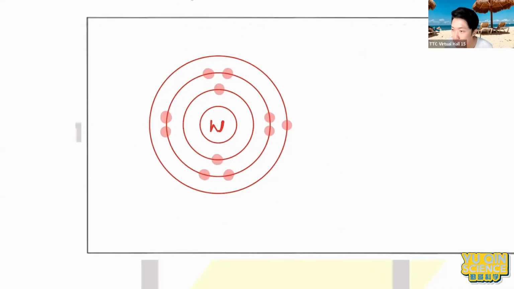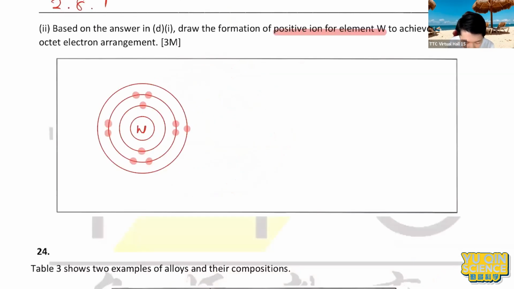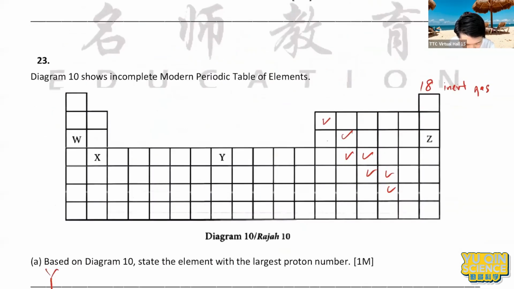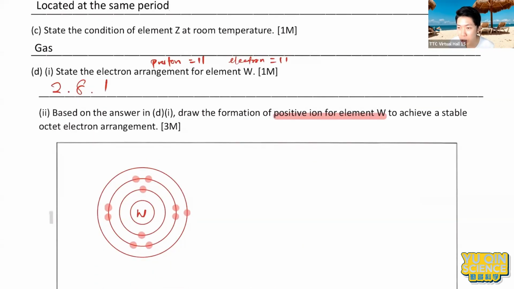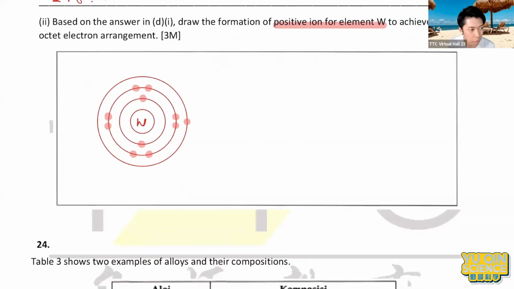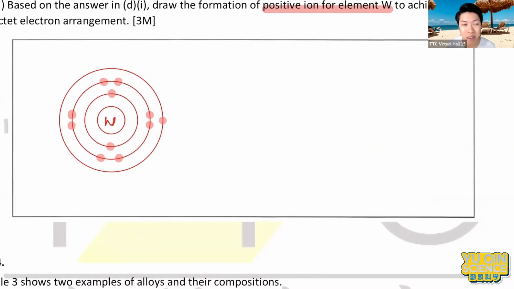Teacher, why is there 2 on the first line? Sorry, my bad. Teacher, let's say for element X, they ask for the electron arrangement, it's 2.8.8.2. What's the proton number? 20, correct. So everybody, this is the current state now.